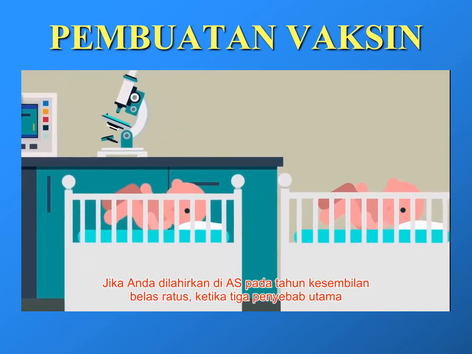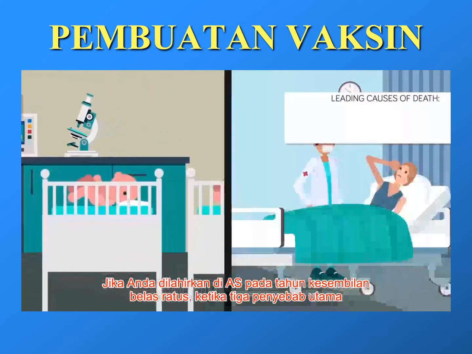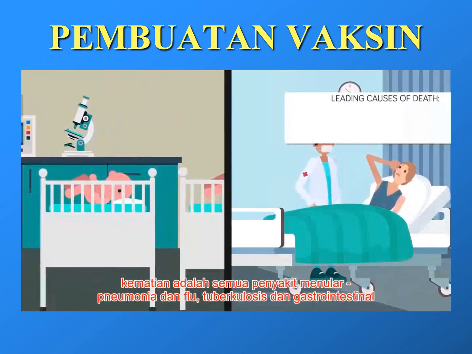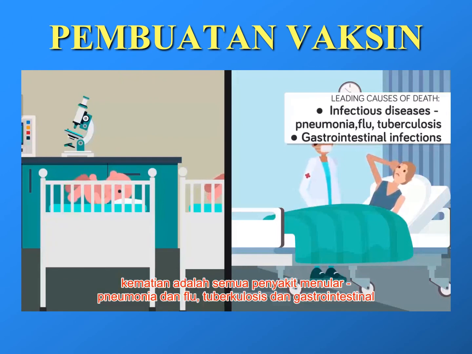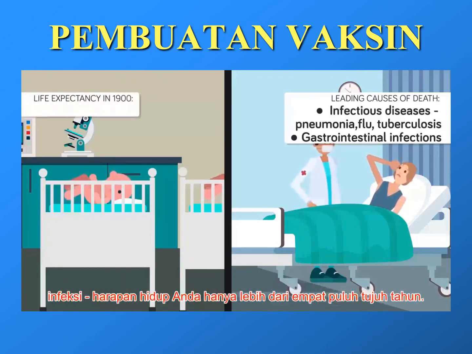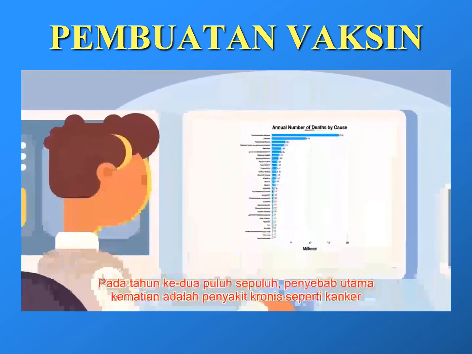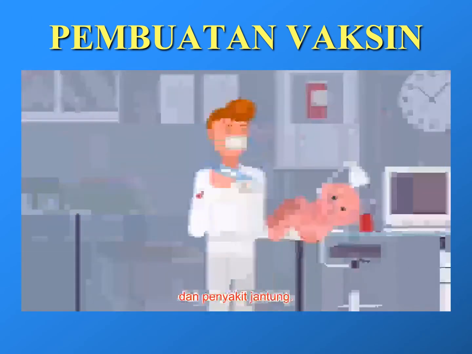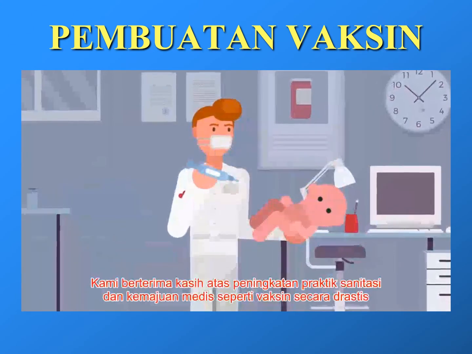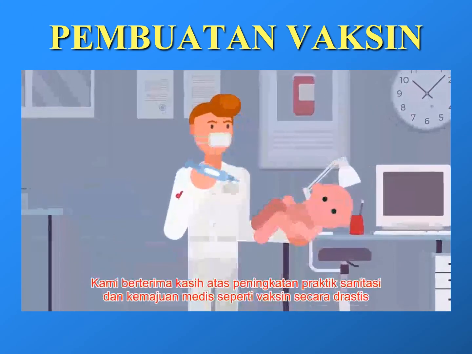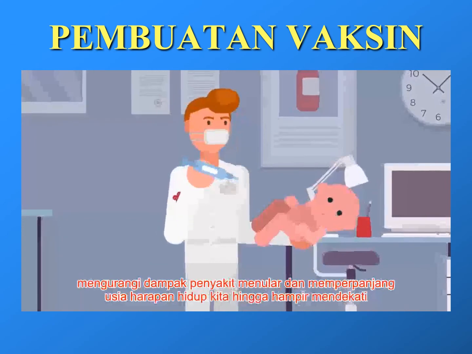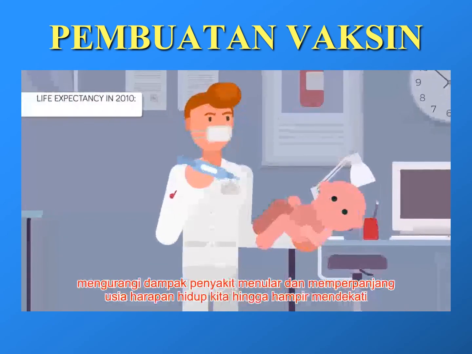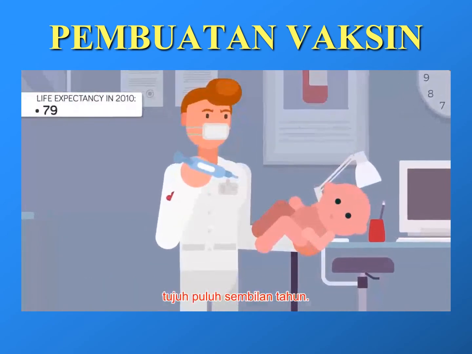If you'd been born in the US in the year 1900, when the three leading causes of death were all infectious diseases, pneumonia and flu, tuberculosis, and gastrointestinal infections, your life expectancy would have been just over 47 years. In the year 2010, the leading causes of death were chronic diseases like cancer and heart disease. We can thank improvements in sanitation practices and medical advances like vaccines for drastically reducing the impact of infectious diseases and extending our life expectancy to nearly 79 years.